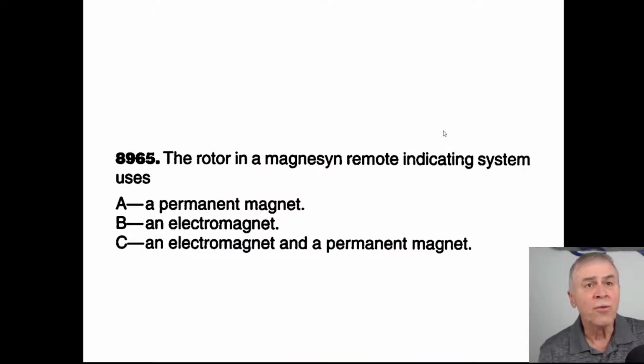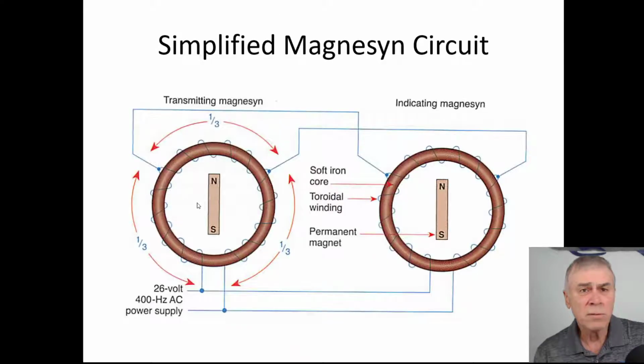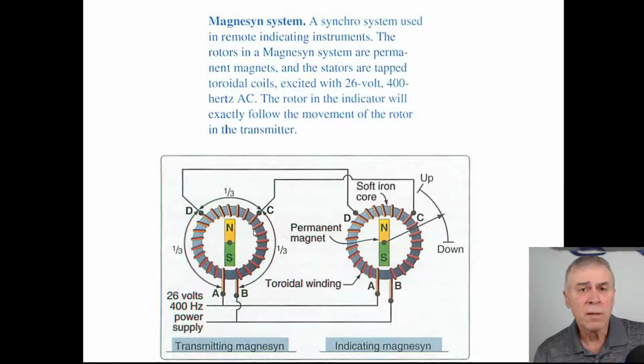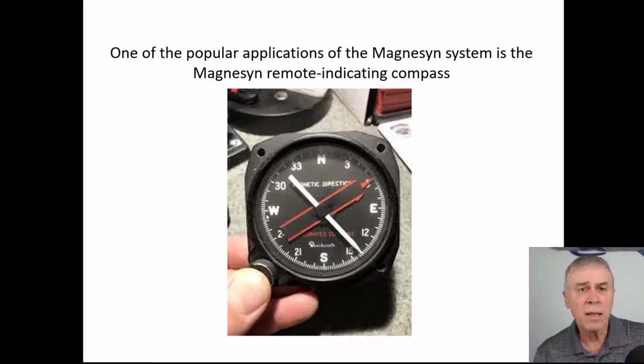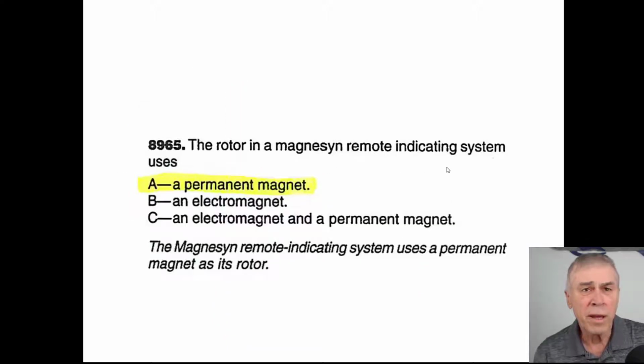All right, the questions. The rotor in a Magnuson remote indicating system uses... All right, we looked at the magnet, and it's even called a Magnuson. What is used? Is it the permanent magnet, or is it the electromagnet, which was the toroidal coil stator? We're actually looking at what the rotor is. Or is it both an electromagnet and a permanent magnet? No, it's just that permanent magnet. Yeah, right there, the yellow and green. A permanent magnet.